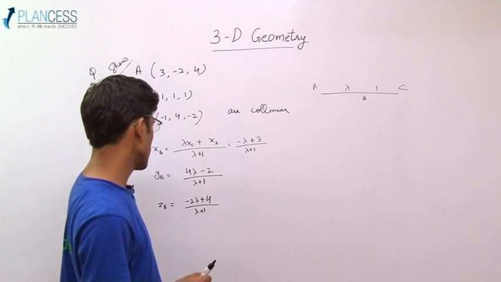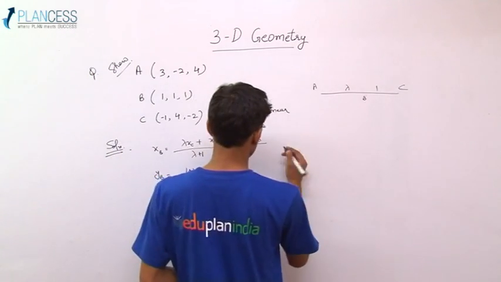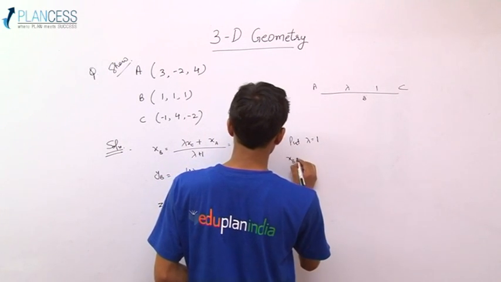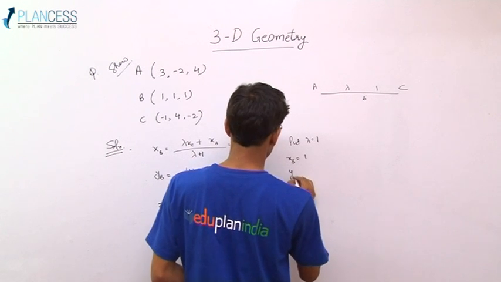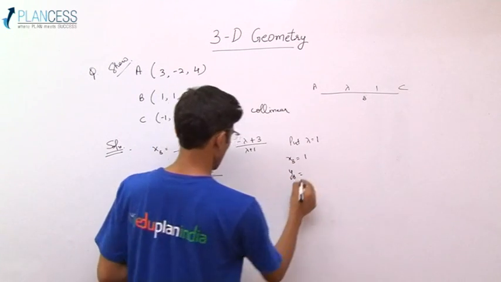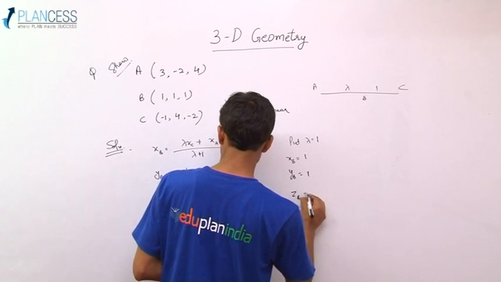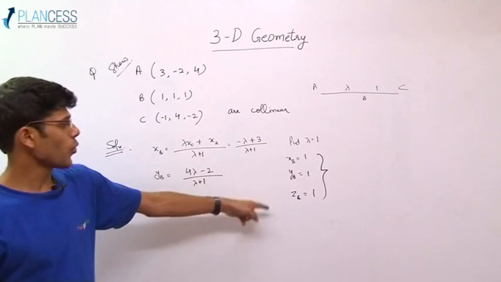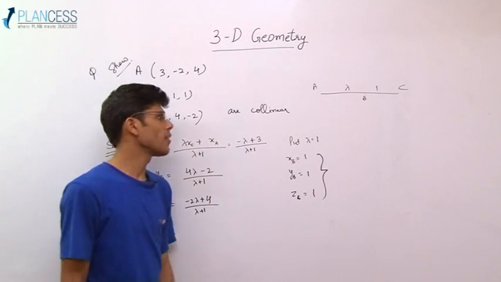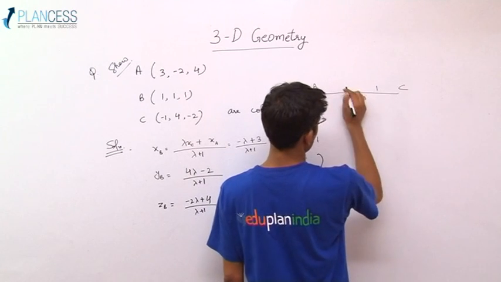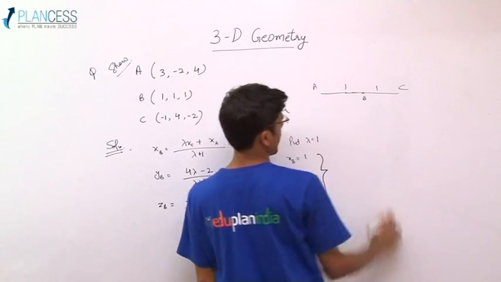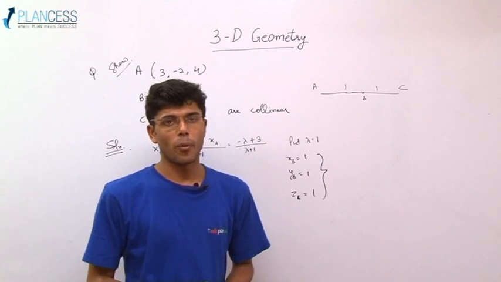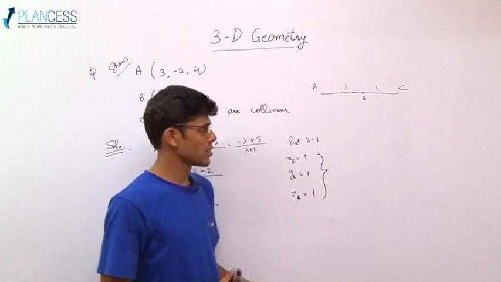So suppose we put the value of lambda equals to 1. What we get is xb as 1, yb as 1, and zb as 1. So by putting lambda equals to 1, we get the same point B as given here. So B divides A and C in the ratio 1:1. That is, B is the midpoint of the line joining A and C. So these 3 points are collinear. This is a very useful property to show the collinearity of 3 points.